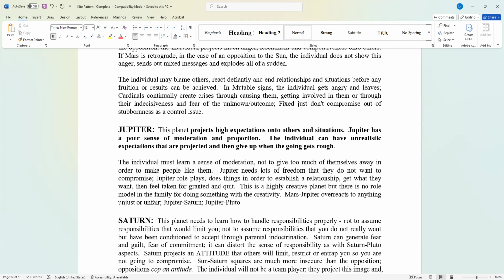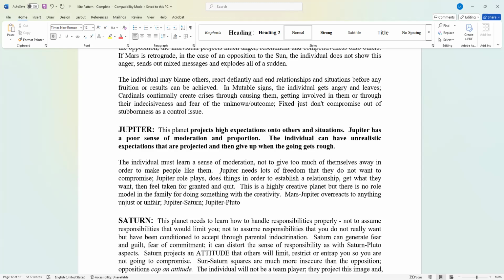Jupiter tends to play a role, and it tends to do this in order to establish a relationship, to get what they want. And then they feel taken for granted, and then they quit. I have a Venus-Jupiter aspect, and Venus is in Cancer. So when I want to show love and appreciation, I tend to cook. I don't like to cook. I tend to like to bake, like banana bread or cookies or fudge and candies and stuff like that.